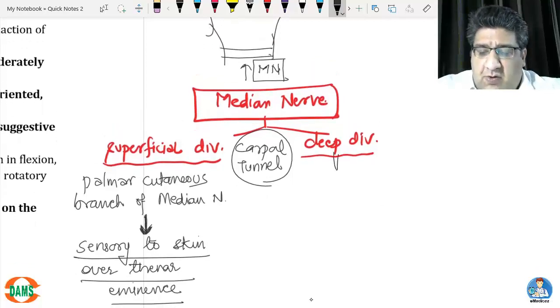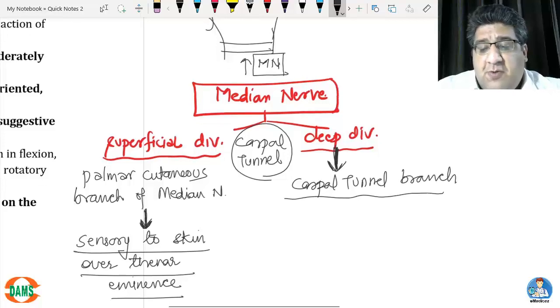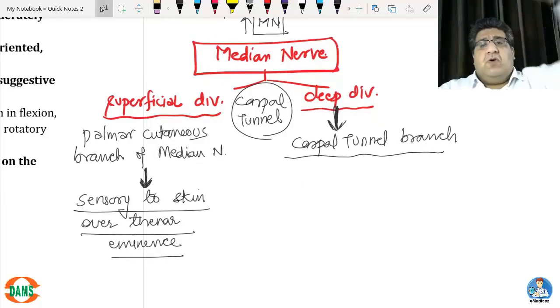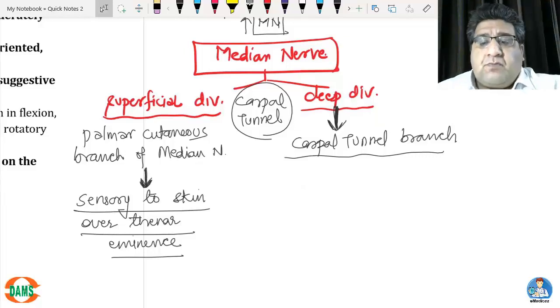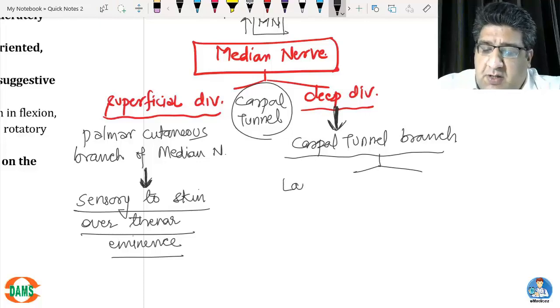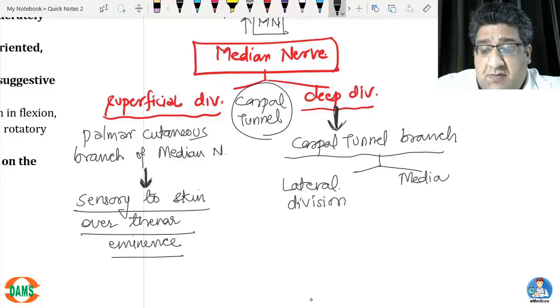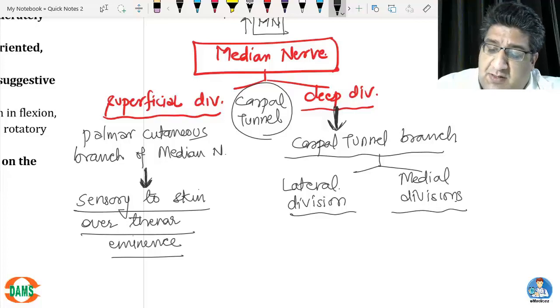Now when we talk about the deep division, we also call it the carpal tunnel branch. Why? Because it is actually entering into the palm via the carpal tunnel. That is why probably we call it the carpal tunnel branch. It's a big branch, and now we divide it into two parts. We make two divisions out of it: the lateral division and the medial division.